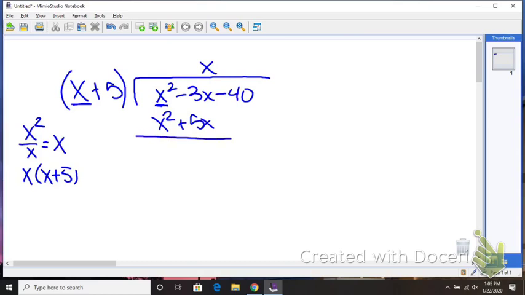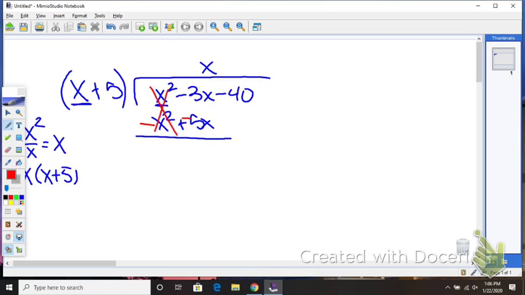And then what's the big thing to do? Change the signs of everything that you're subtracting. So this becomes a minus and that becomes a minus. So those go away. Then I have negative 8x minus 40, and this is my new polynomial. So now I'm going to take negative 8x and divide it by x, and I get negative 8.